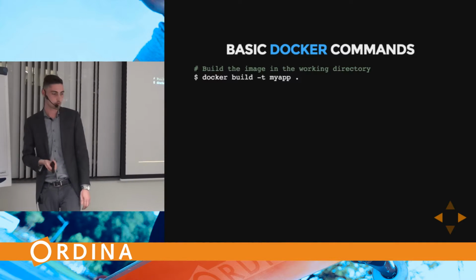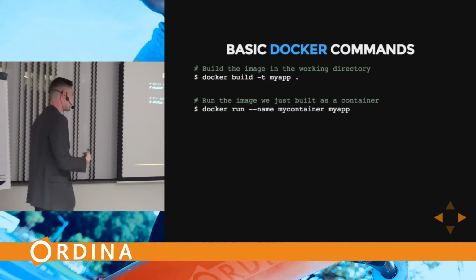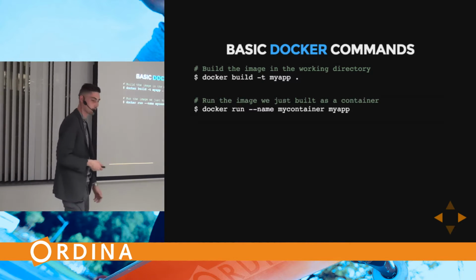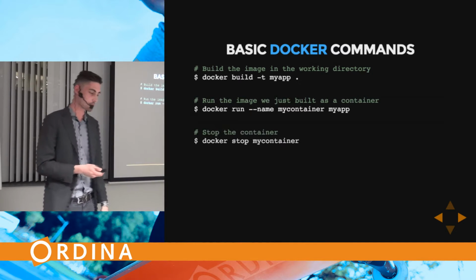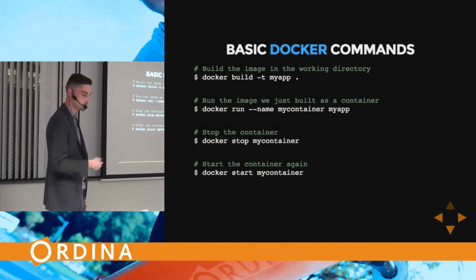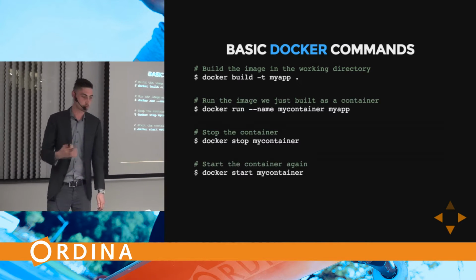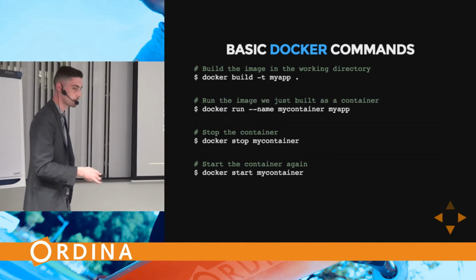So if you want to build it with that Docker file, just say docker build. If you want to run it, just choose docker run, give it a name, pass in the name of the image. If you want to stop it, just use stop. Start it again. So with those few commands, you can pretty much start a lot of things already by using the registry.